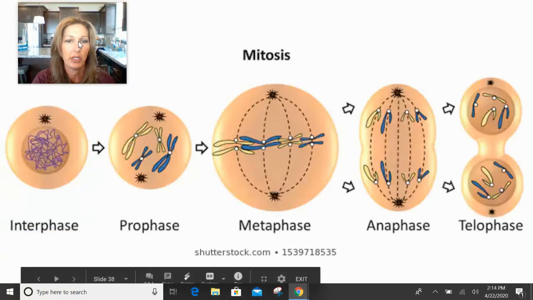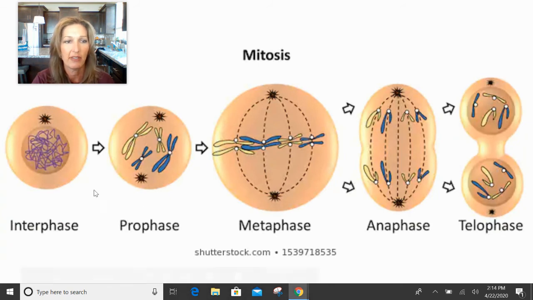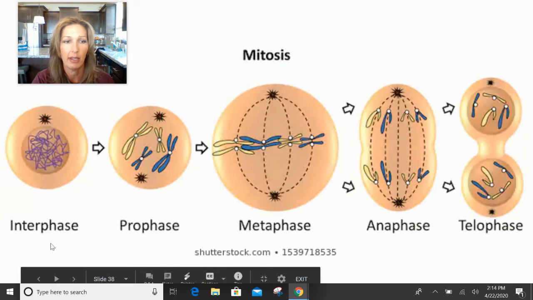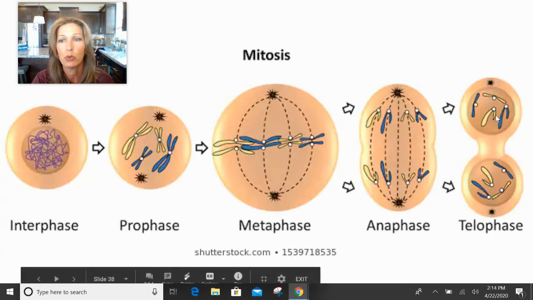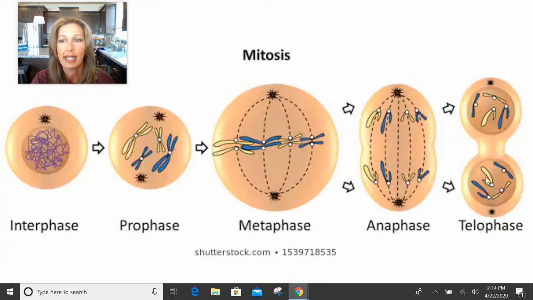Remember, with mitosis, I've got PMAT. Prophase, metaphase, anaphase, telophase are my 4 steps. It is very coordinated. Mitosis is the division of a nucleus from 1 diploid nucleus to 2 diploid nuclei, or 1 haploid nucleus to 2 haploid nuclei. In mitosis, it's nuclear division resulting in 2 identical nuclei, identical to the original parent cell.